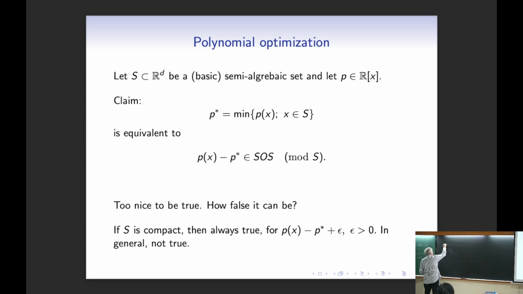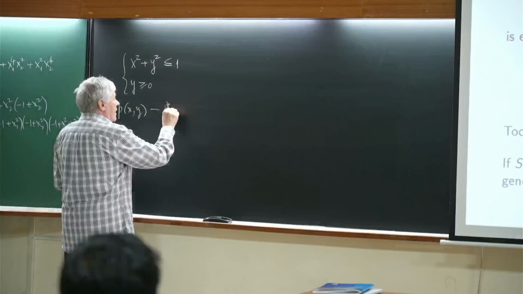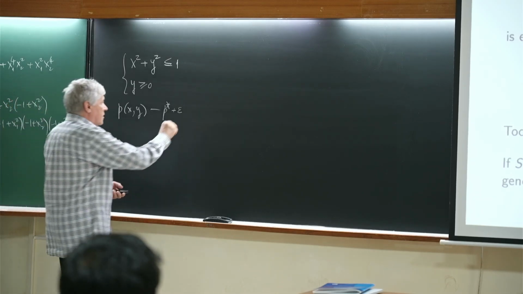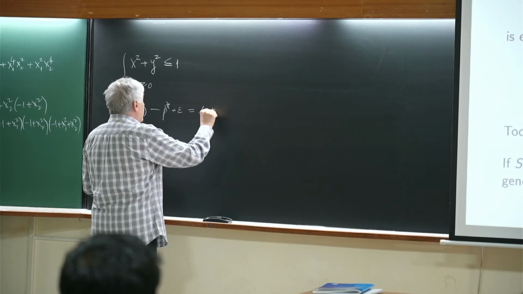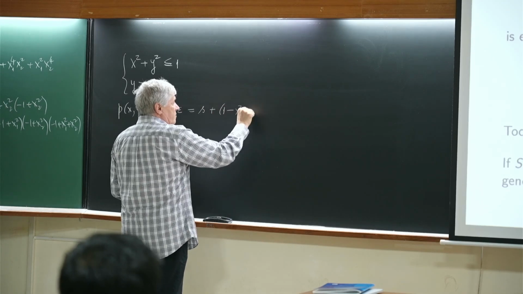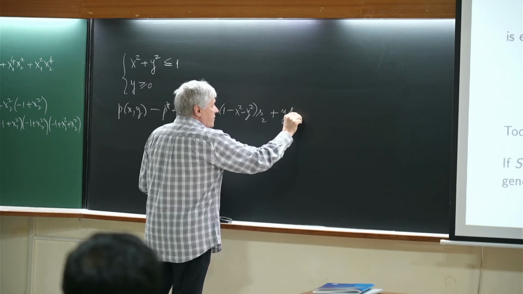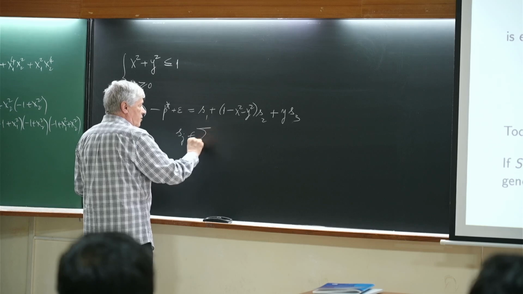So we have the disk, and we take the upper part. And we have a polynomial p of x, y. And we would like to check whether this p star is the minimum. Well, with what I said before, if we add a small epsilon and we make it strictly positive, it should be, for sure, a sum of squares plus 1 minus the equation of the disk times a sum of squares plus y times a sum of squares. I'll denote sigma squared the sum of squares.